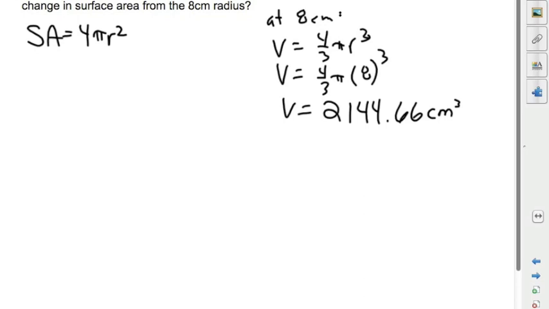Now, how much is that? What's that in liters? That is 2.14466 liters. How'd you get that, Colin? I used a unit converter.